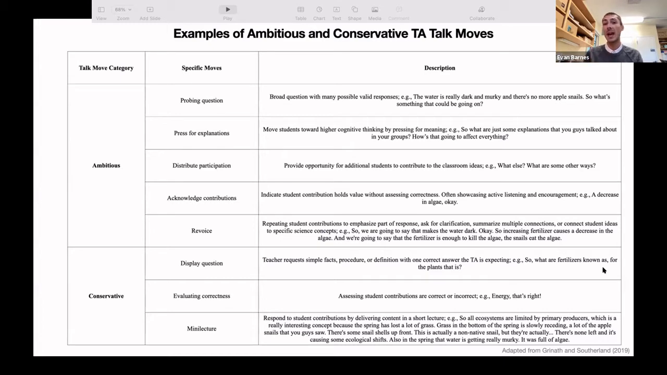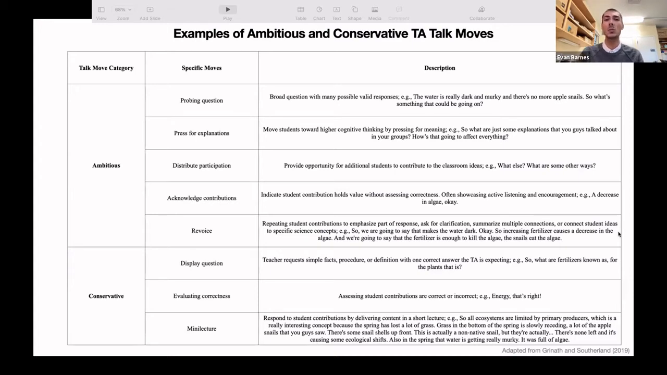You can see some categories here, adapted from literature in multiple places. In the ambitious category, we have probing questions, pressing students for explanations, distributing participation amongst the class, acknowledging a contribution, and revoicing. And the conservative talk moves, we categorize as checking for student understanding with display questions, evaluating a correct statement, and mini lecturing.